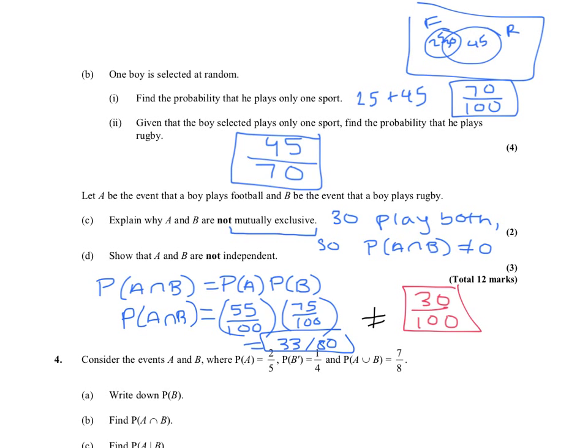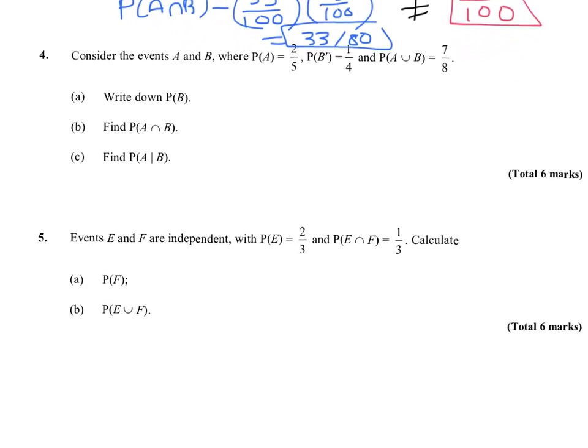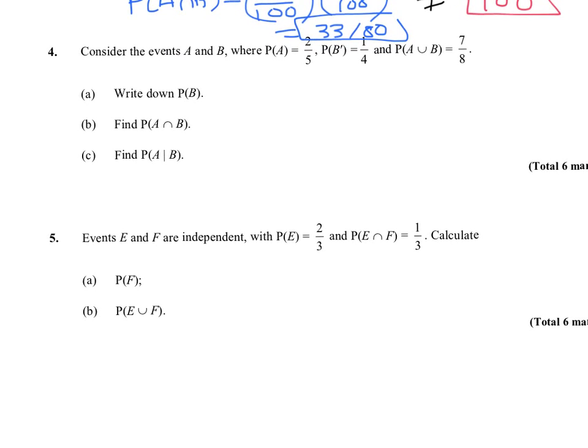Okay, now let's look at an example where they don't give you a context for your situation at all, and they just want you to be able to use the formulas. So it tells us the probability of A is 2/5, the probability of B complement is 1/4, and the probability of A union B is 7/8. So the first thing it asks us for is the probability of B. Now, just a reminder, this B prime, that means the complement of B, or the probability of not B. Okay? So if the probability of B not happening is 1/4, then the probability of B happening is 3/4, right? All we do is 1 minus the 1/4.